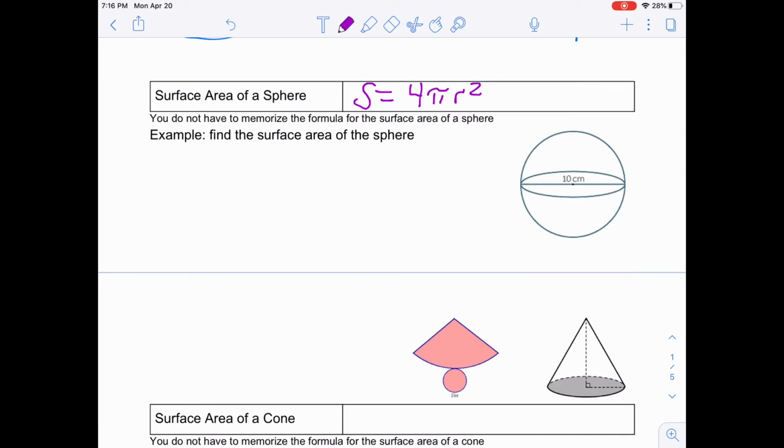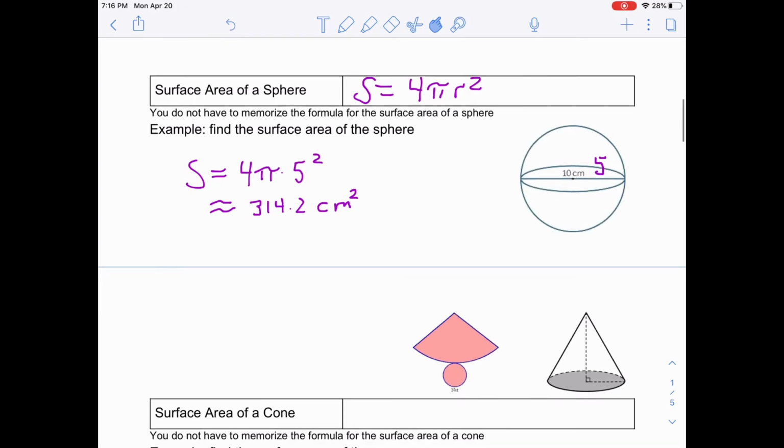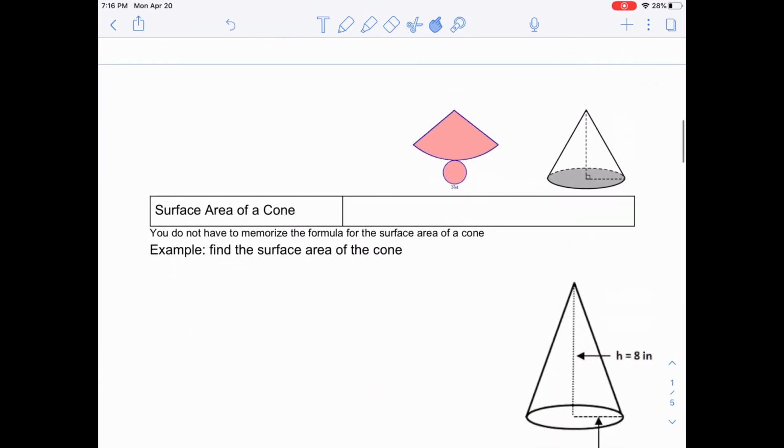So the surface area of our example here, notice that that has a diameter of 10, so our radius is 5. So we're going to have our surface area equal 4 times pi times 5 squared. And that's going to equal approximately, if we were to round it to 1 decimal place, 314.2 square centimeters, since we have centimeters as our units here. So that's a sphere. So now we've done a pyramid and a sphere. Next up is working on the cone.